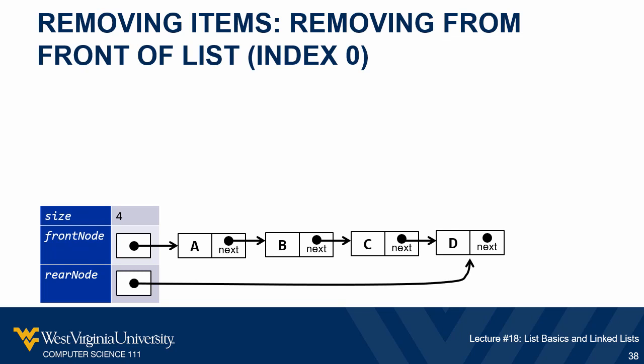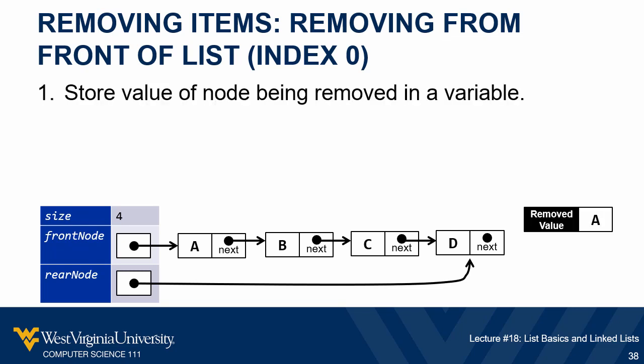Assuming that we have multiple things in our list, the way we're going to go about removing them is going to be different depending on if we're removing from the front, the rear, or someplace in the middle. We'll start off here by looking at where we're going to remove from the very front with index 0.